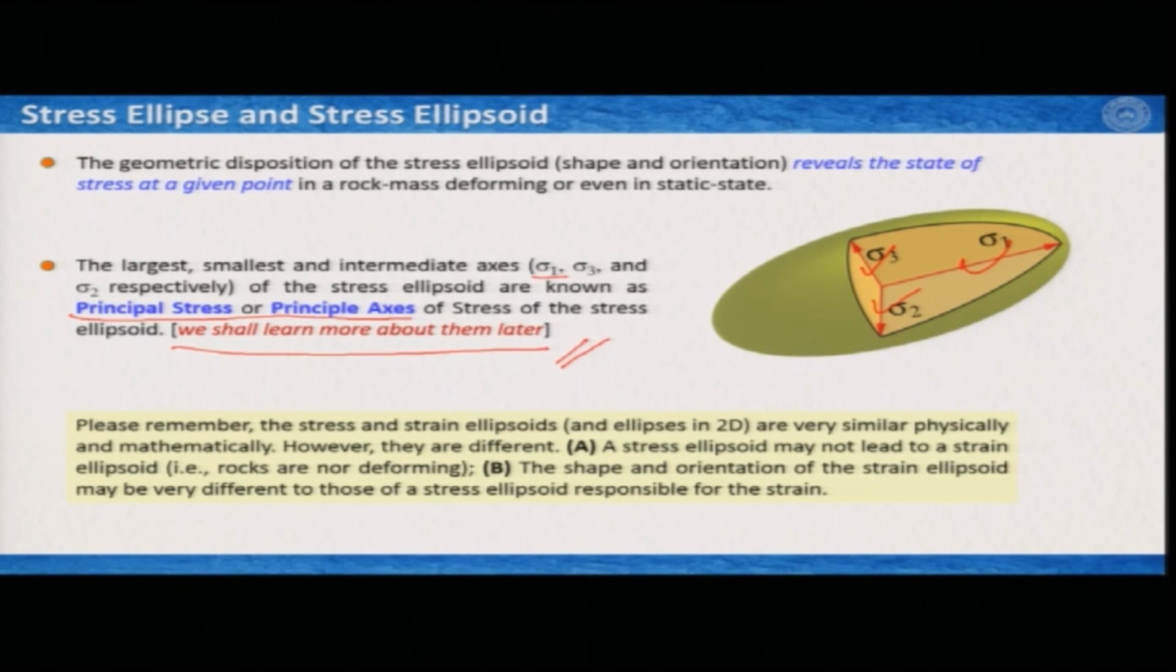A stress ellipsoid may not lead to a strain ellipsoid, as I just said, rocks may not be deforming. And importantly, the shape and the orientation of the strain ellipsoid may be very different to those of the stress ellipsoid responsible for the strain.